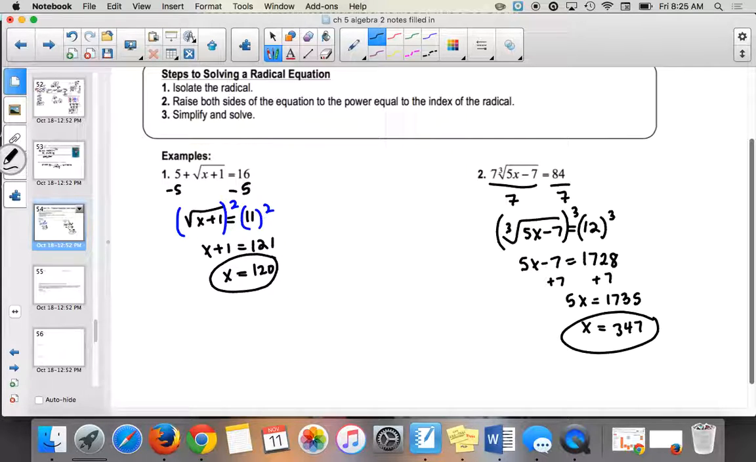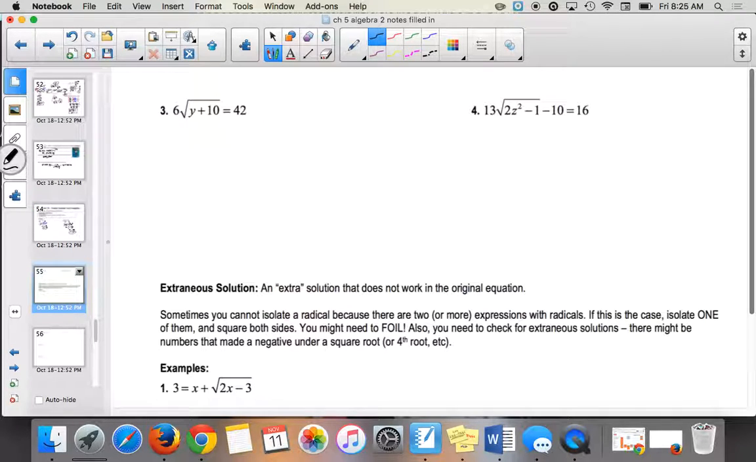So it makes sense. To get rid of a cube root, cube it. To get rid of a square root, square it. To get rid of a fourth root, raise it to the fourth. All right, so we're always isolating first. So this next one, I'm going to divide by 6. Do you guys want to try these? All right, so try it on your own.